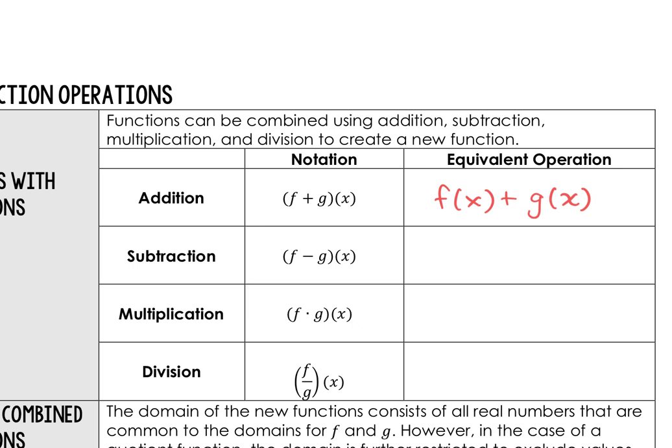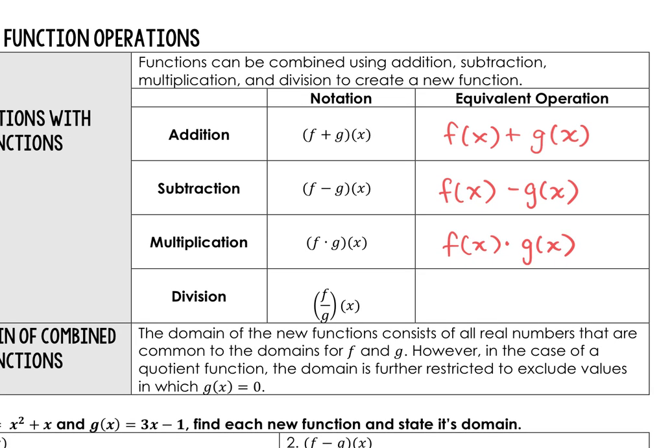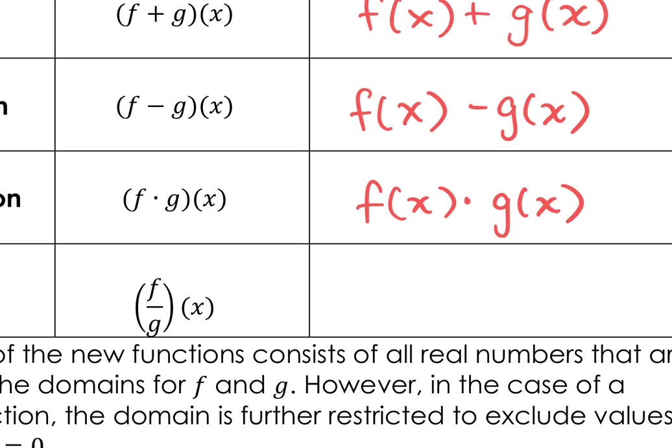With the subtraction notation, f minus g of x, this just means I'm going to do f of x minus g of x. When you see the multiplication notation, f times g of x, all that means is I'm going to multiply the two functions together. So it's basically going to be multiplying polynomials. And last but not least, we have division. So f divided by g of x just means I'm going to do f of x divided by g of x.